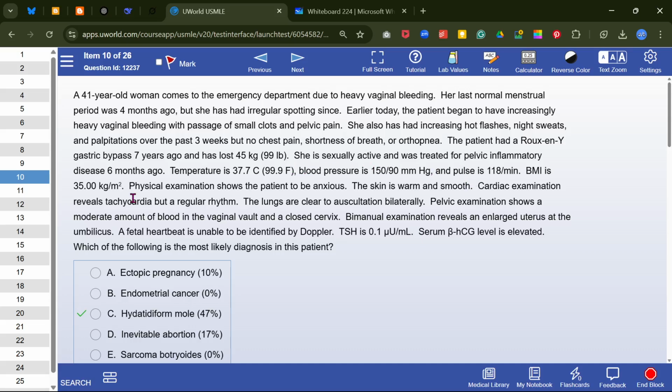There is hypertension, and BMI is higher. Pelvic examination shows a moderate amount of blood in the vaginal vault. Bimanual examination reveals an enlarged uterus at the umbilicus. Fetal heartbeat is unable to be identified by Doppler. Serum beta-hCG level is elevated. So it looks like Hydatidiform mole, because one of the differentials is ectopic pregnancy. Ectopic pregnancy can come with light spotting vaginal bleeding, but here the bleeding is chronically increased.